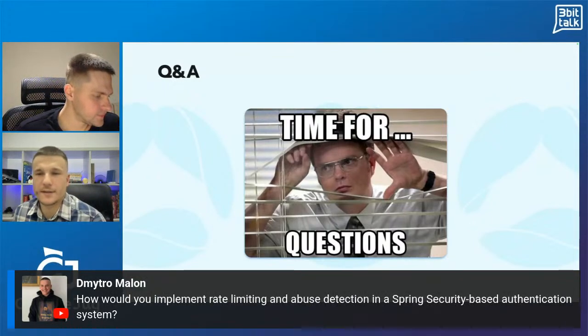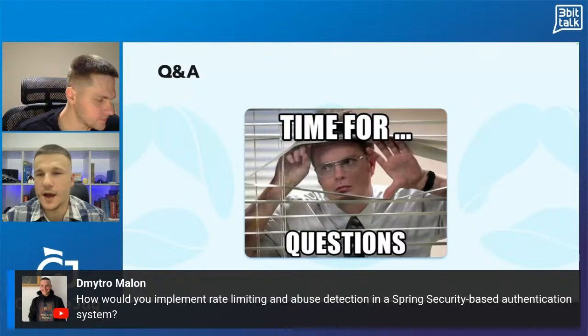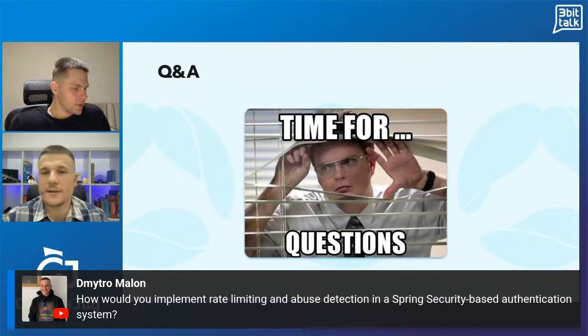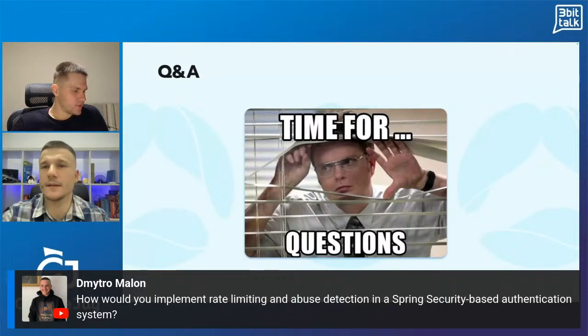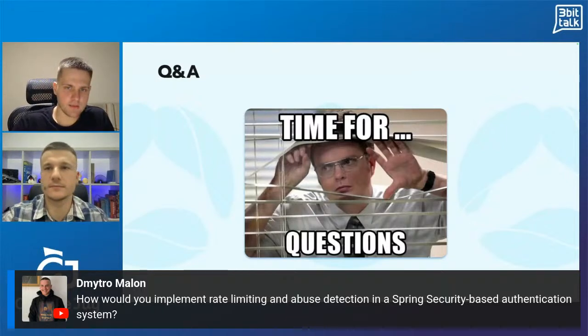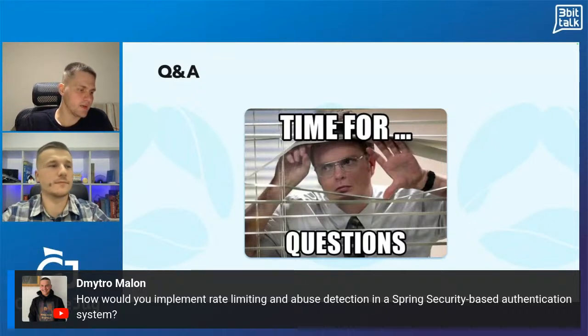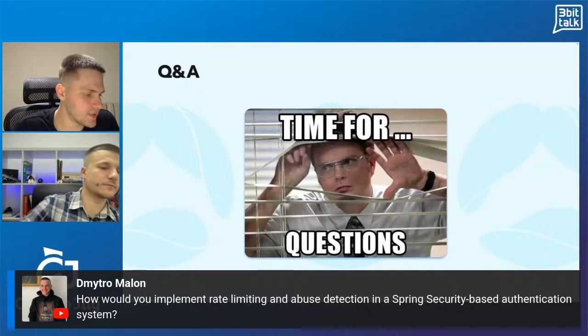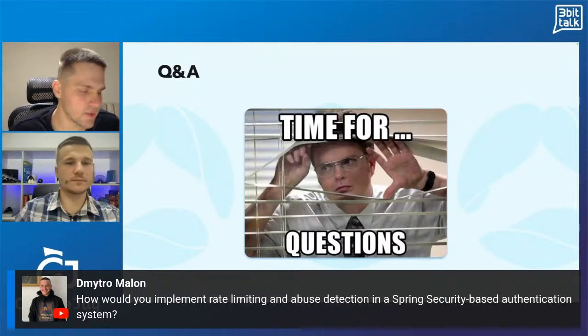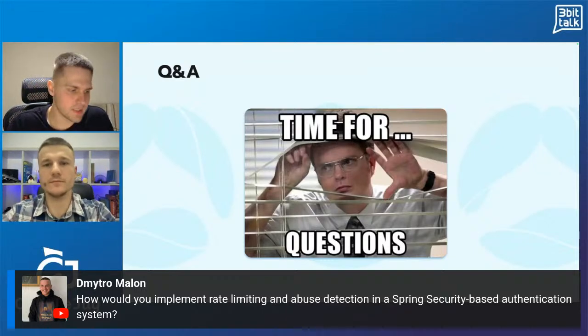Thank you. Let's move to the next one, from Dmytro Alyon. How would you implement rate limiting and abuse detection in a Spring Security-based authentication system? That's sort of related maybe to brute force attacks, because rate limiting itself is not necessarily related to security. There are different ways to implement rate limiting. There are libraries which you can leverage, and they use either token bucket or leaky bucket, something like that. And that's not necessarily related to Spring Security.